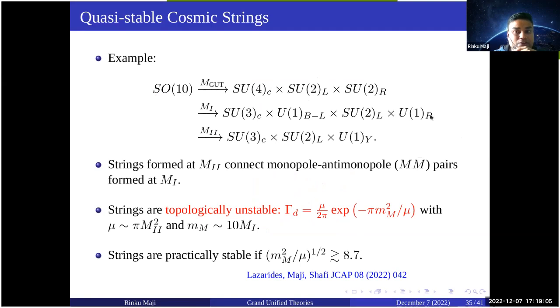Now, if there is no remnant Z2 symmetry, strings will be formed during this breaking at M2, and there will be monopoles at the breaking at M1. Topologically, the monopole and anti-monopole generated at this M1 scale will get connected by the cosmic strings formed at this scale.